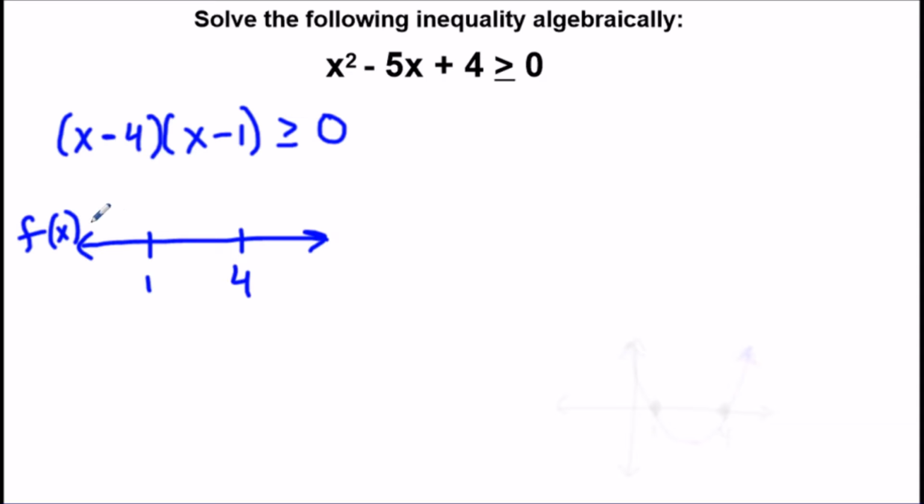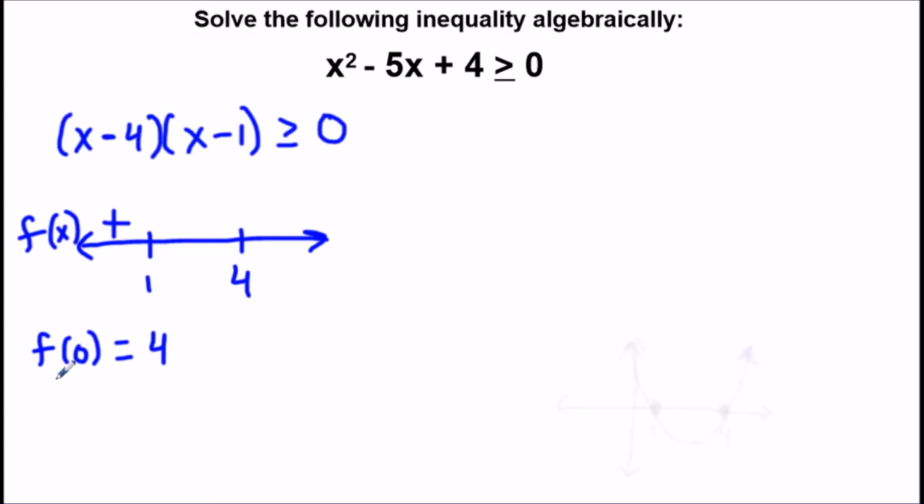For the first subinterval, x is less than 1, and a good value to plug in is x equals 0. We could plug 0 into the original form or the factored form. If we plug it into the original form, we get 0 minus 0 plus 4, which gives us 4. We're not going to write the number 4. We're just going to record that we have a positive output value.